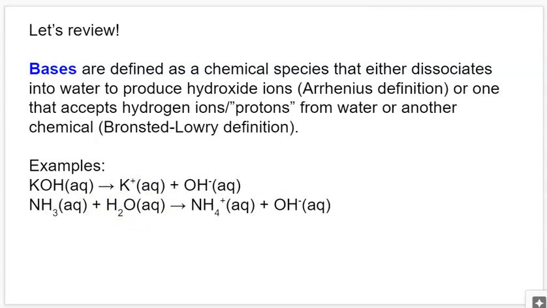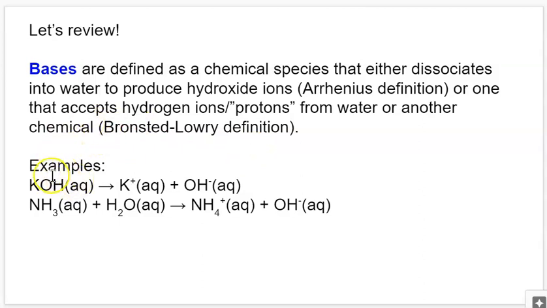All right, and then bases are defined as a chemical species that either dissociates into water to produce hydroxide ions. This is the Arrhenius definition of a base, or one that accepts hydrogen ions or protons from water or another chemical species. And this is the Bronsted-Lowry definition. For examples of this, I couldn't show two of the same base interacting because the Arrhenius definition basically only applies to strong bases, and the Bronsted-Lowry definition only applies to weak bases. But like I said, we'll talk a little bit more about that distinction later.